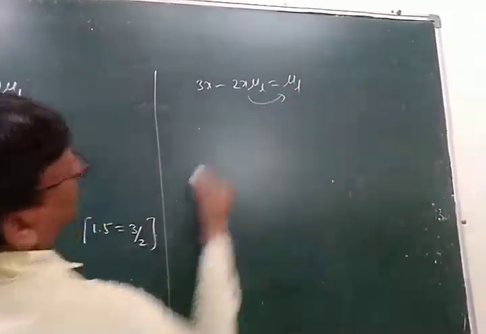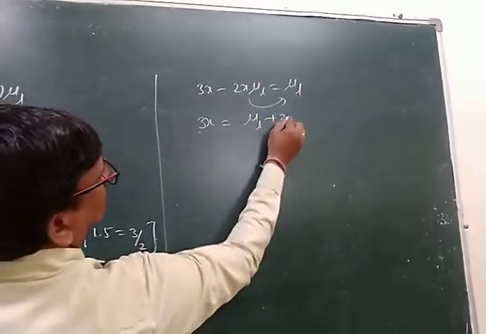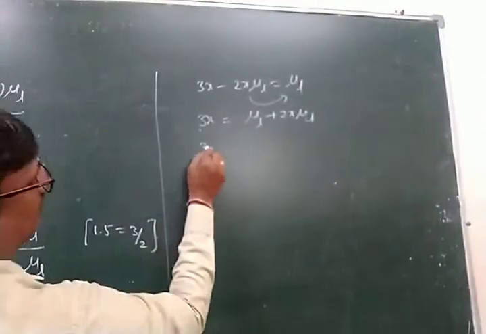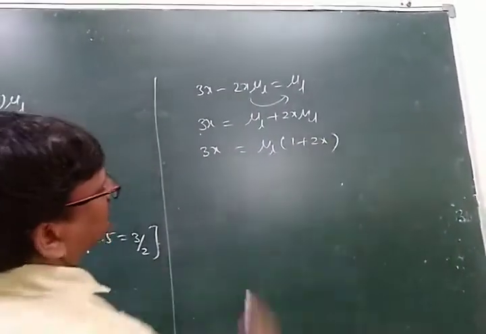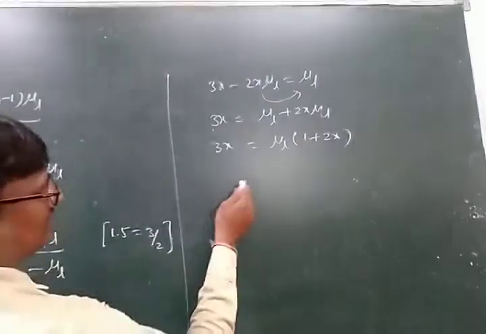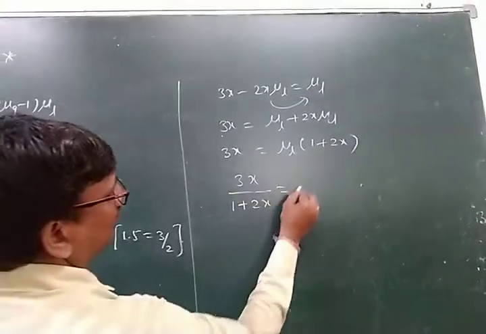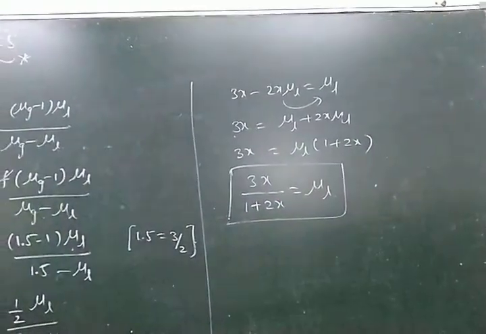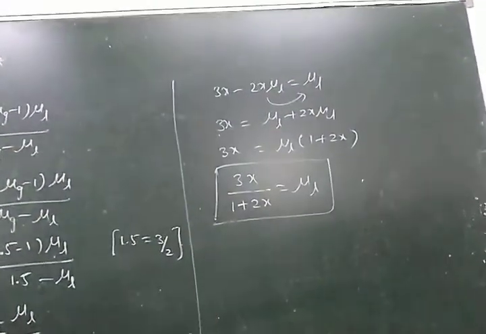Now the minus term is taken to this side as plus. 3x is equal to nu l plus 2x into nu l. Now take nu l common: nu l into 1 plus 2x. Now taking this to the other side, 3x by 1 plus 2x is equal to nu l, the refractive index of liquid. What is the formula? 3x by 1 plus 2x.